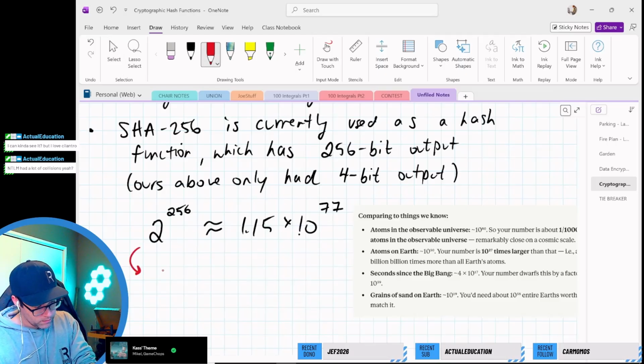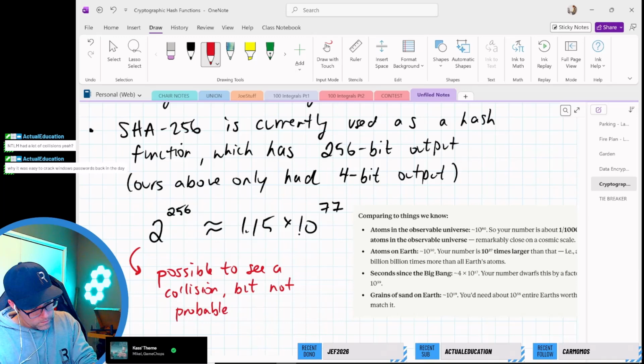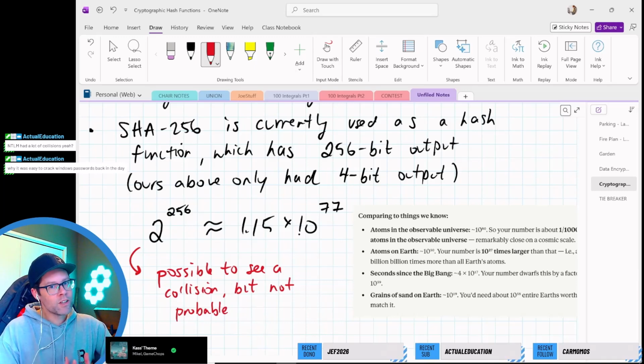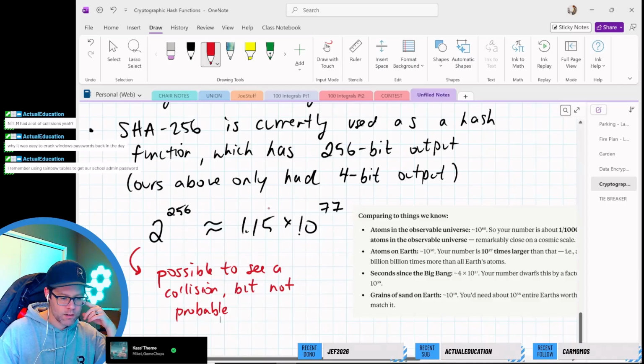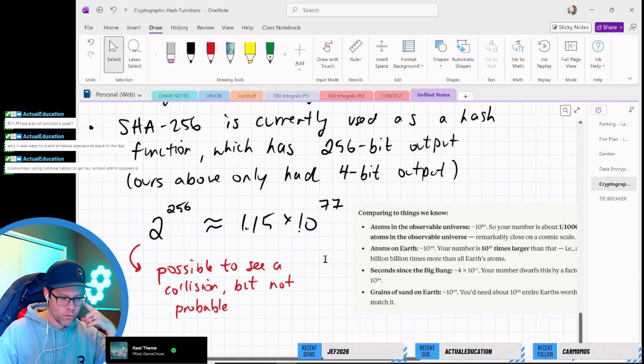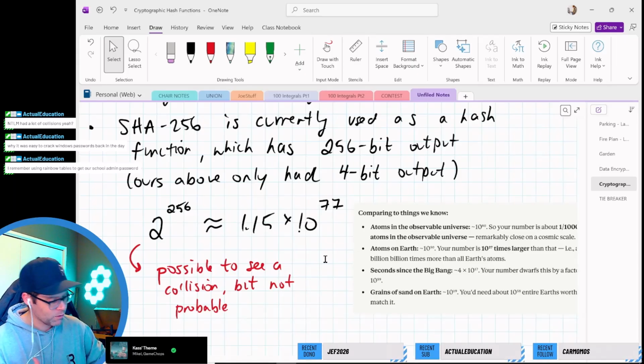So it's possible, the probability is greater than 0 that we could have a collision, but it's not likely to happen. The probability of a collision happening is so outrageous that we're probably going to have more luck winning the lottery 100 times before we see a collision, like realistically.